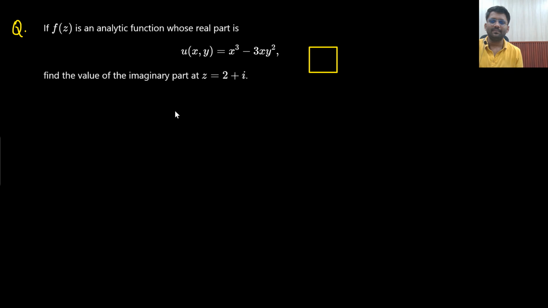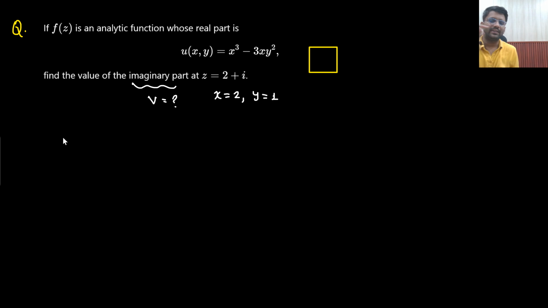Okay. Next question. What are they asking? They are asking the value of imaginary part at z equals 2 plus iota. That means you need the value of imaginary part, no? What is imaginary part? That is v. So here method 1 will be helpful because I need to find out the value of v. And z is 2 plus iota, that means x value is 2, y value is 1. In place of x you put 2, in place of y you put 1, job done.